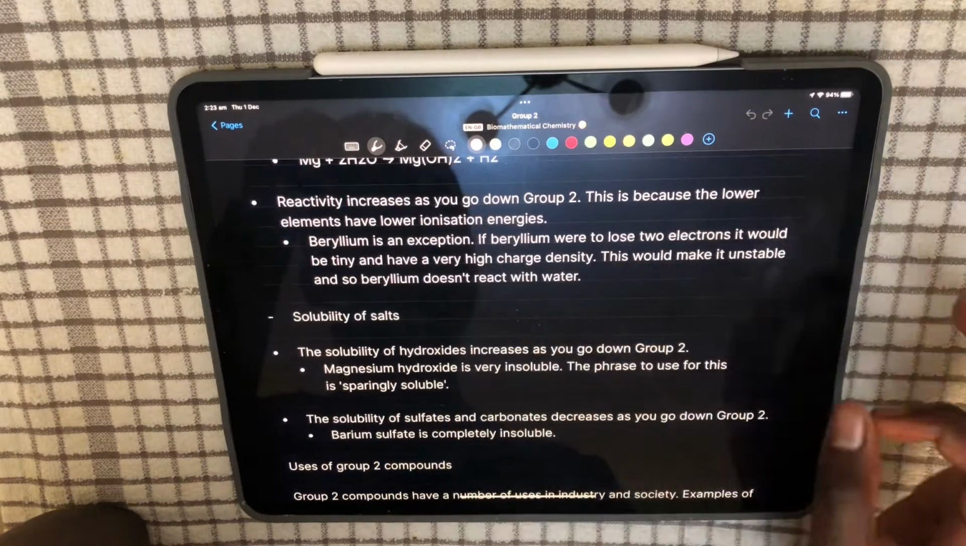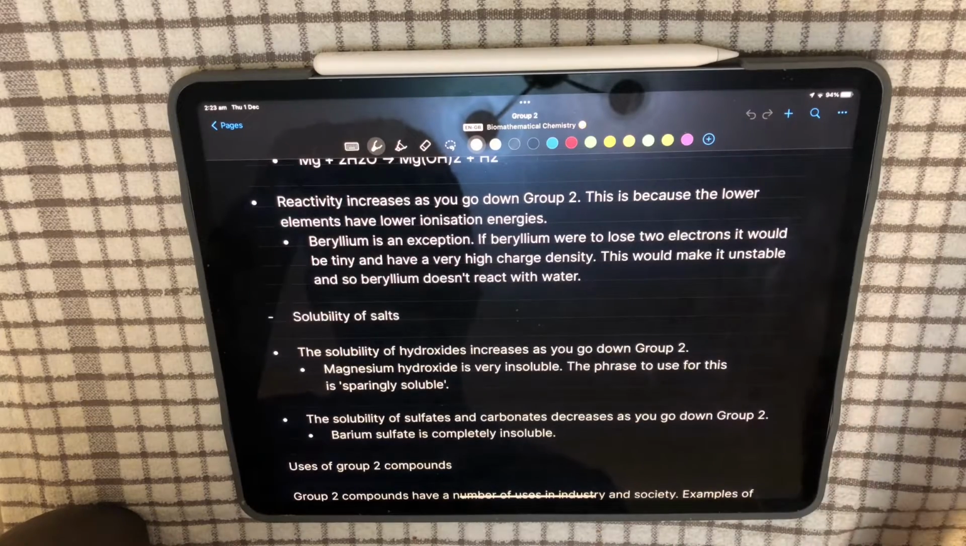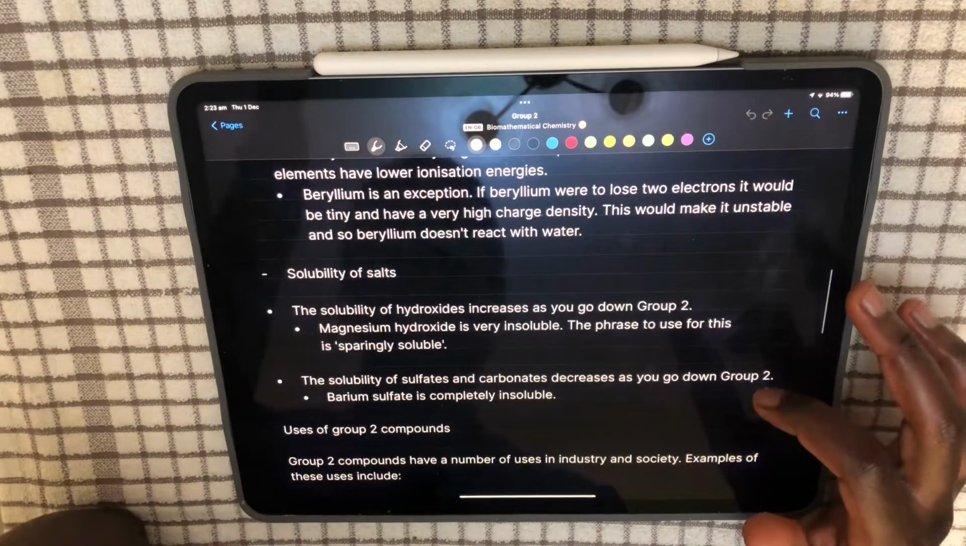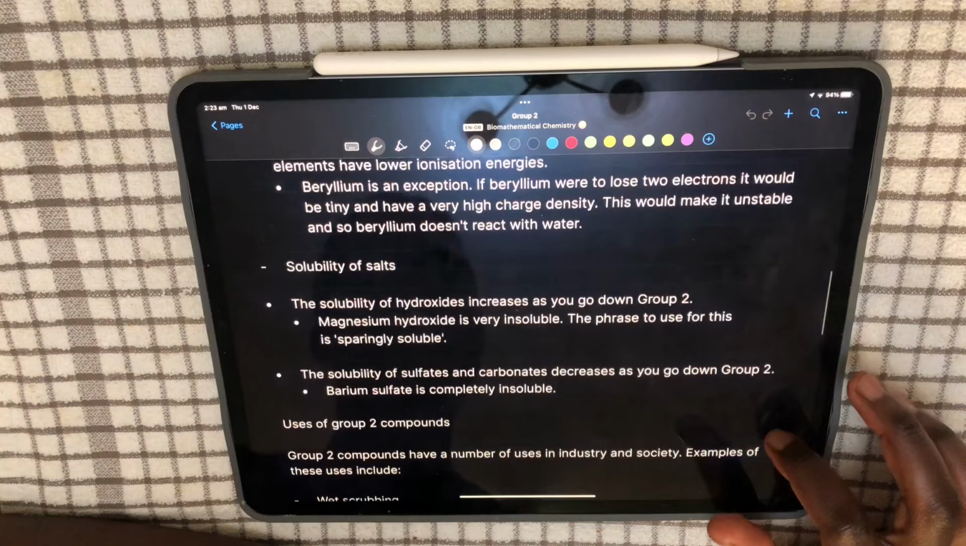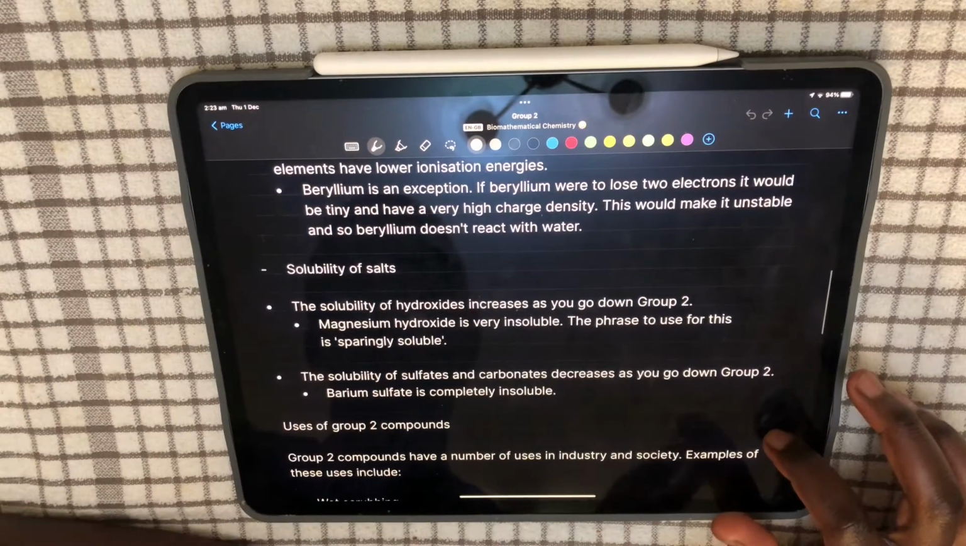So reactivity increases as you go down group 2, because lower elements have lower ionization energies. And beryllium is an exception because if beryllium were to lose 2 electrons, it would be very tiny and have a very high charge density, and this would make it unstable. And so beryllium doesn't actually react with water.